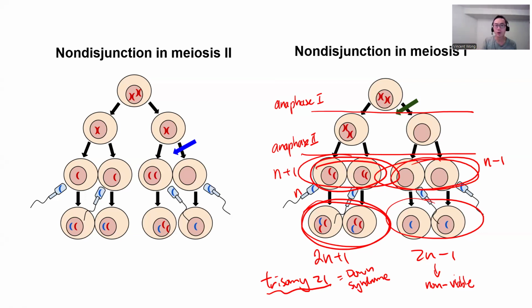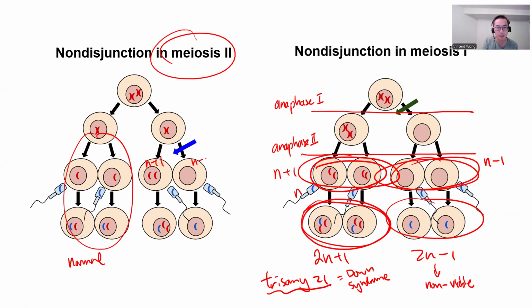Okay? So it could also happen in meiosis 2. If it happens in meiosis 2, then first division is okay. And then second division, these are okay. So we have half of the eggs being normal. And over here, this one is n plus 1. This one is n minus 1. Right? So it's less detrimental if it happens in the second half of the meiosis, because at least 50% of the eggs are going to be normal.